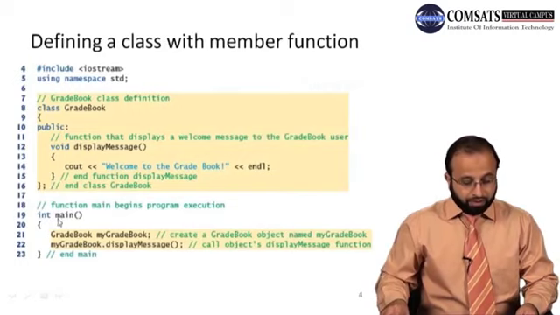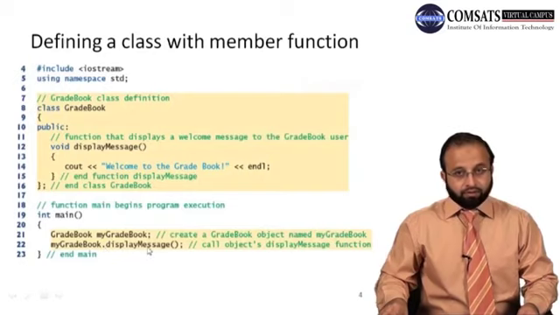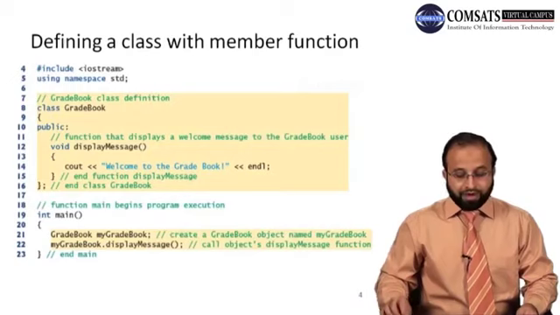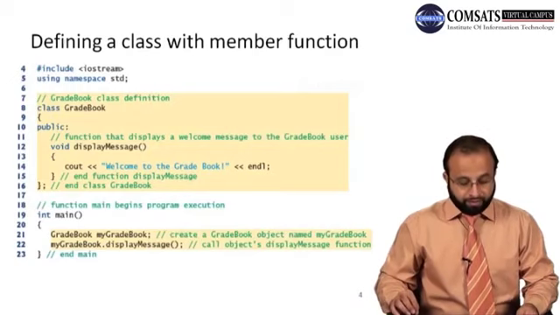Then we have a main function, and within the main function we create an object of GradeBook, myGradeBook, and then we call the function displayMessage with the object. In line number 22 you can see myGradeBook is an object of the GradeBook class. Then we have a dot operator and the displayMessage function. We are calling the displayMessage function. Now it will display the message welcome to GradeBook on the screen, right?